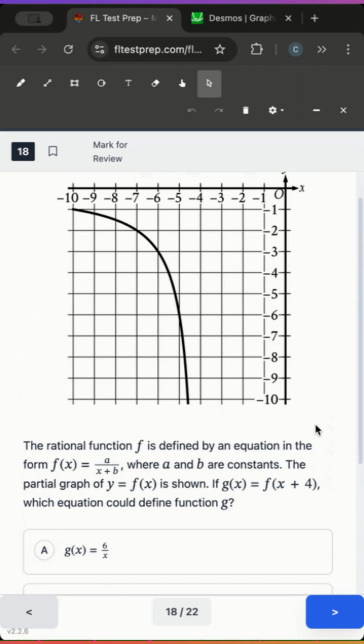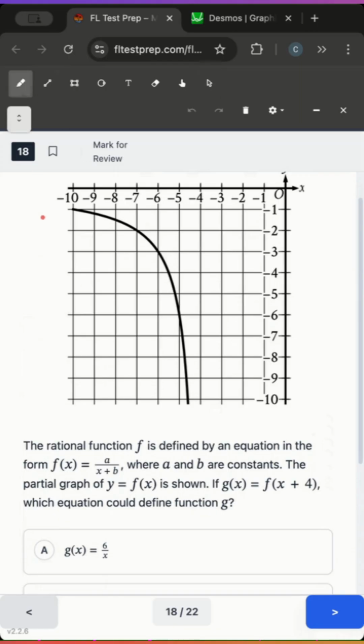The rational function f is defined as an equation in the form f of x equals a over x plus b, where a and b are constants. The partial graph of y equals f of x is shown. If g of x equals f of x plus 4, which of the following could define function g?